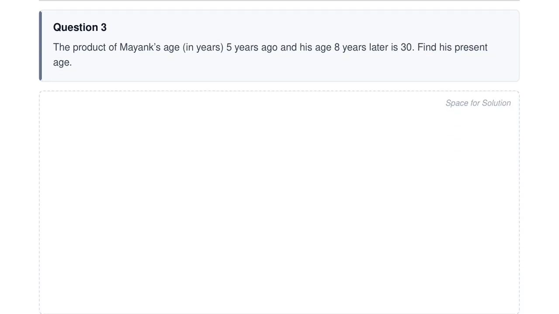The question is: the product of Mayank's age 5 years ago and 8 years later is 30. Find the present age. Okay, so let's say only one person is there here, Mayank. So let Mayank's present age be x years.